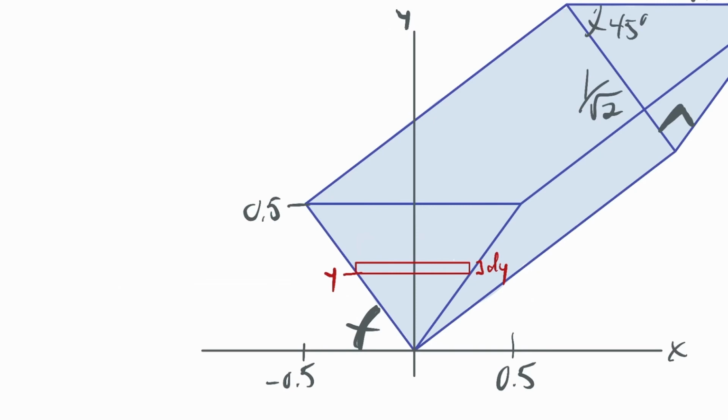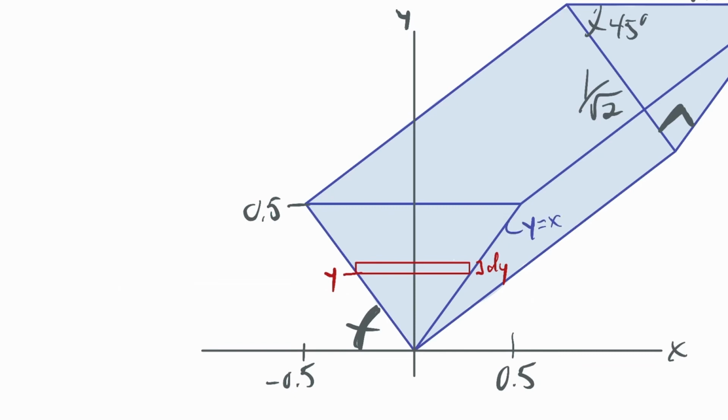Now, because this angle here is 45 degrees, I know that this line right here has a slope of 1, right? So I know that I could write that line as y equals x. So every point, in fact, let's do this.